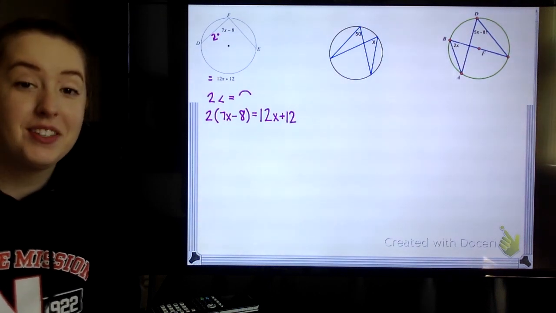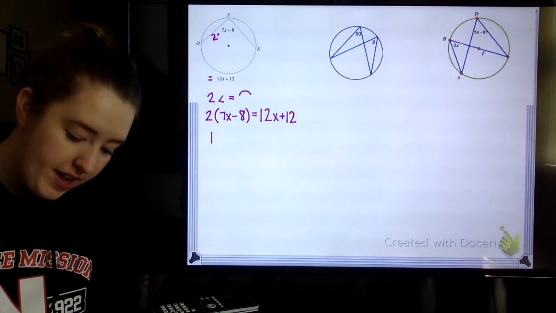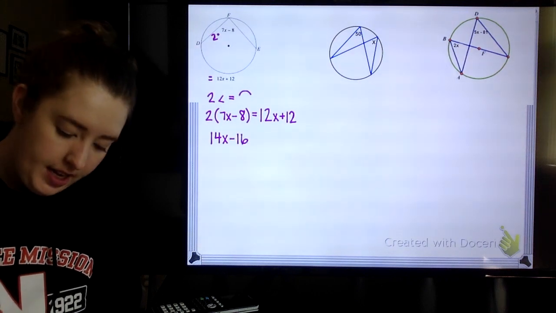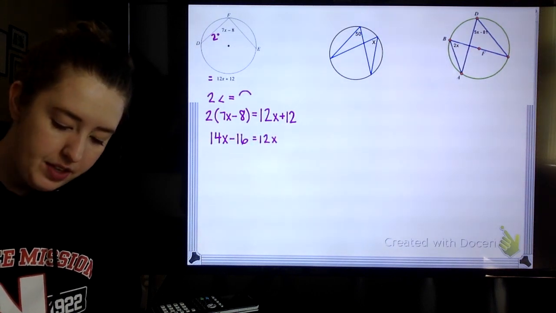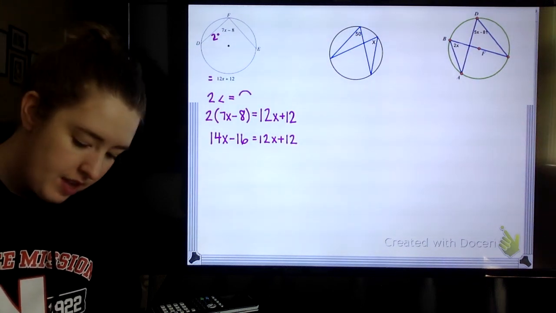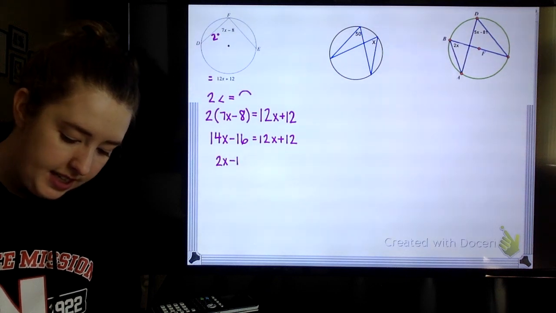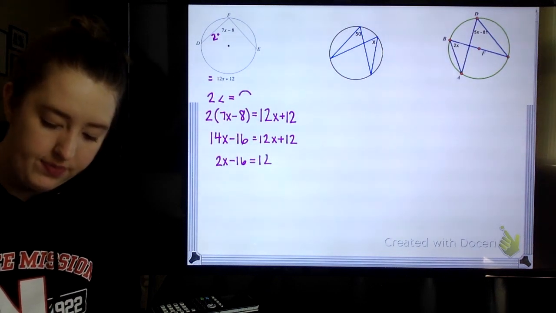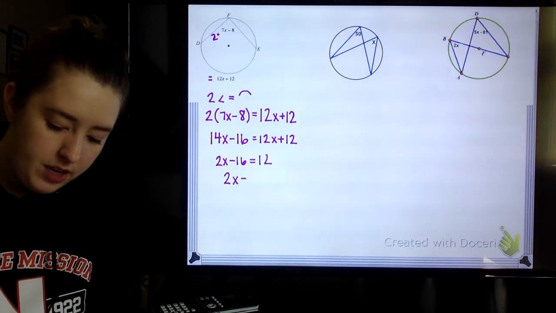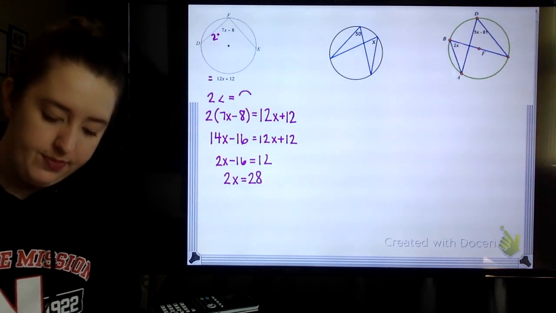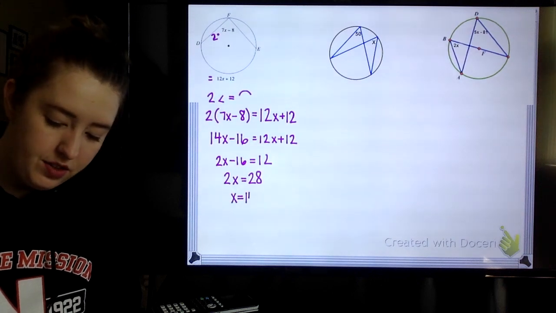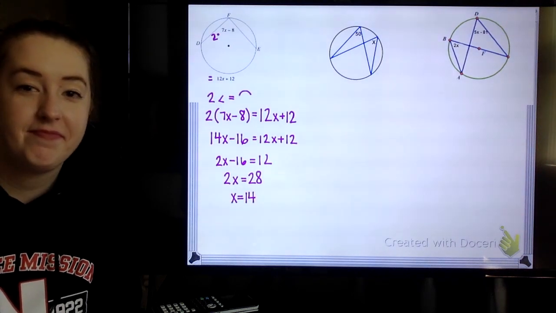All right, so now we'll go through and solve. First thing is I'm going to distribute the 2 out. So I have 14x minus 16 equals 12x plus 12. Now I'll subtract 12x from both sides. So I have 2x minus 16 equals 12. Now I'll add 16 to both sides. So 2x equals 28. Then we'll divide by 2. So x equals 14.